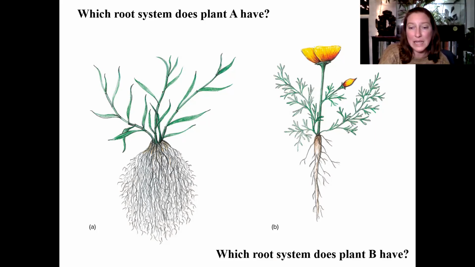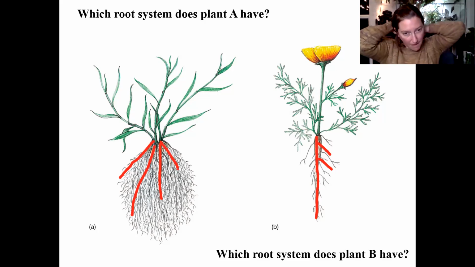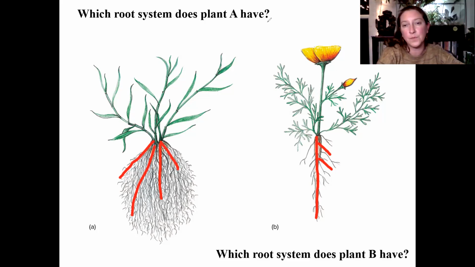So in plant B, we see a very clear primary root with some other roots coming off of it. So plant B has a taproot system, but plant A doesn't have any primary root. It just has lots of roots coming off of the stem. Plant A has a fibrous root system.